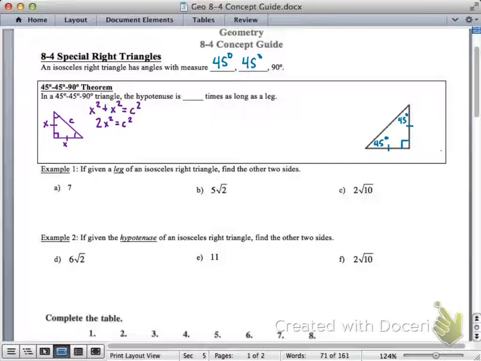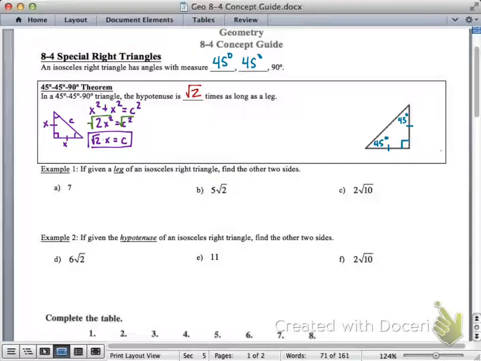I'm now going to take the square root of both sides. I said I was going to solve for x. That's not what I did. I'm putting x and c, getting rid of the squares here. So the square root of 2 times x is c. What did we say x was? x is the leg. c is the hypotenuse. So the relationship between the leg and the hypotenuse is right here. The leg times the square root of 2 is c. So the hypotenuse is square root of 2 times as long as the leg.